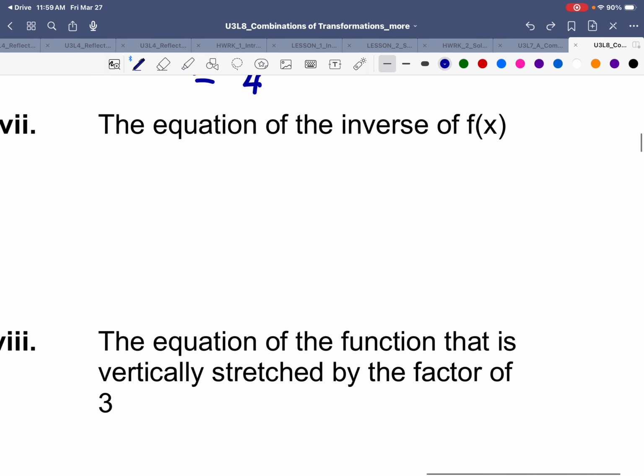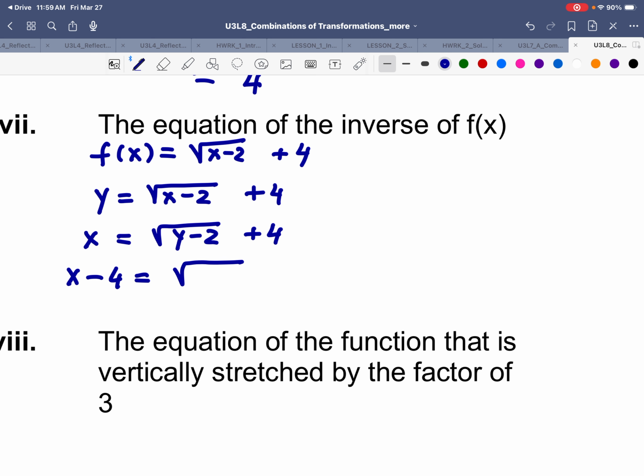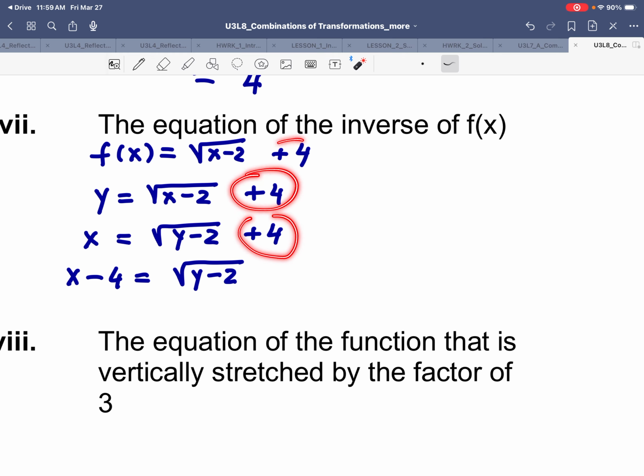Now the equation of the inverse of f(x). So this is where things get a little bit more interesting. We have f(x) equals the root of x minus 2 plus 4. So xy notation first. Switch x with y. Isolate y one step at a time. Notice that when you are isolating a term, you follow BEDMAS the opposite way. So you do the subtractions and additions in order to isolate, and then you do multiplications or divisions, whatever is necessary, or the powers, right?